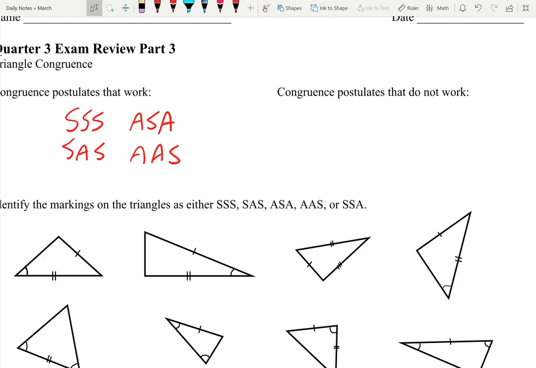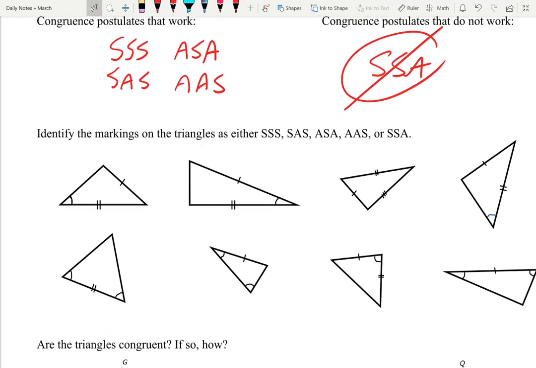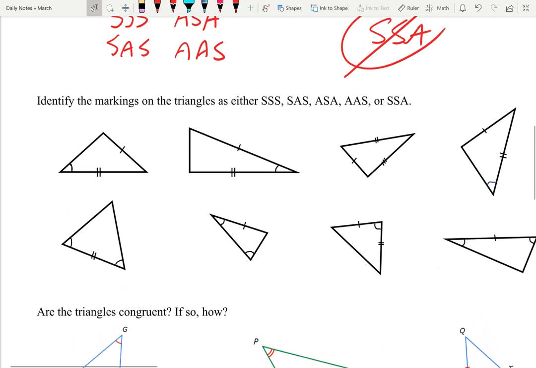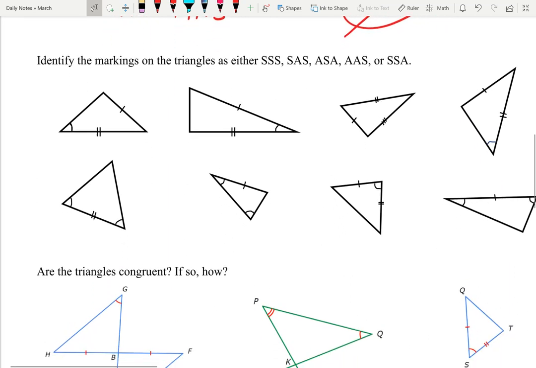One that doesn't work, one that we have to avoid, is side, side, angle. Two sides and then an angle off of those sides, but not between them. If the angle is between the two sides, that creates side angle side, which does work. But if it's not between the two sides, then we have side side angle, and that's one that does not work. So what I want to do is just practice real quick which one of these are side side side, side angle side, angle side angle, just so we have an understanding of how we can properly read them.